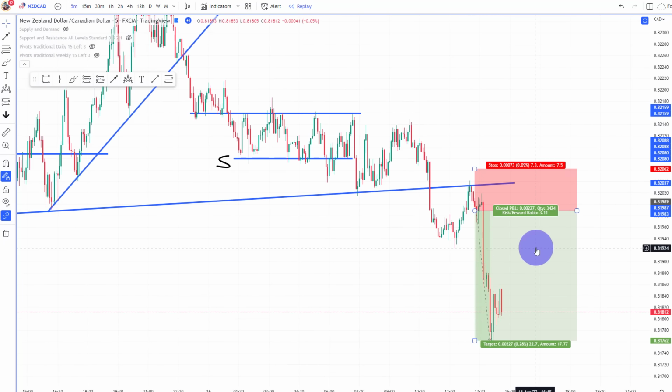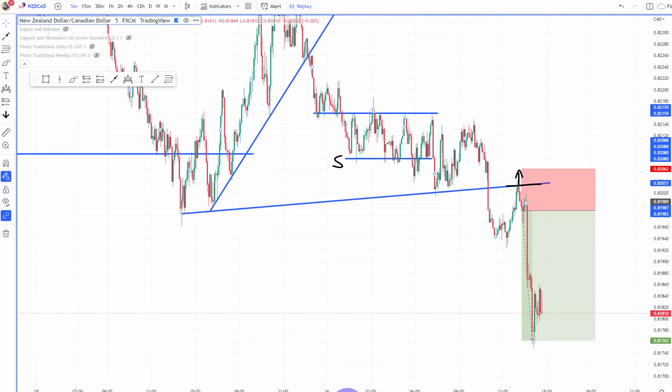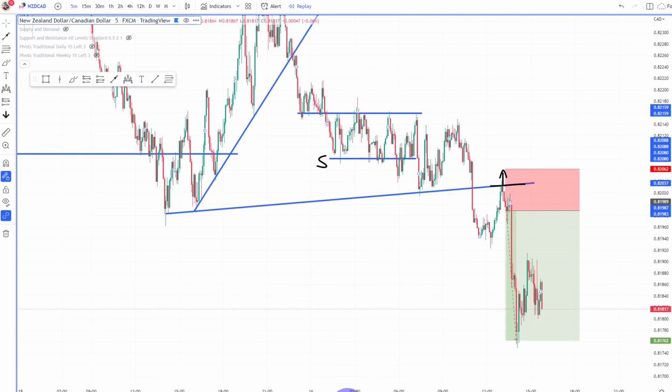And again, I just selected a random 3-to-1. Your stop loss should always be above your breakout area. So in this case, we have a trend line, and you want to make sure that your stop loss is above the trend line. And then you can just go for 3-to-1, 4-to-1, and just see how it goes.